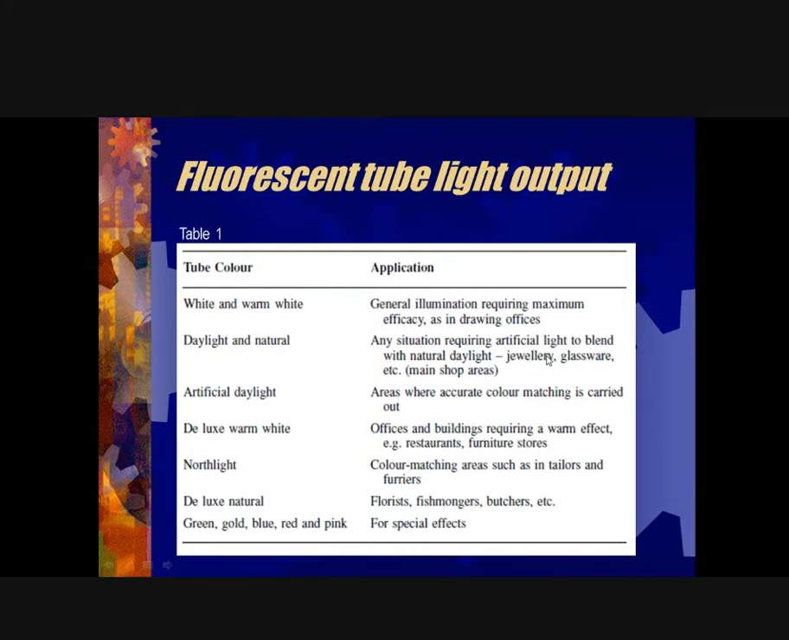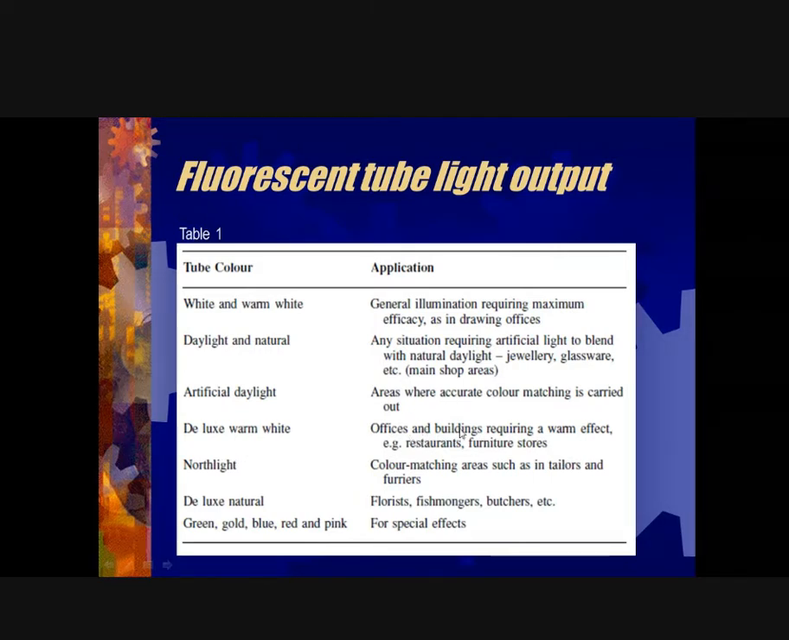So when you go to the jewelry store and you see a watch or a ring under the daylight or natural light, it tends to look shiny and nice. But when you take it out to a certain location, it doesn't look as shiny as before. This is really because of the light that they use. Now, artificial daylight, you use this in areas where you really want to see the true color of the surface or area. You have the deluxe warm light.